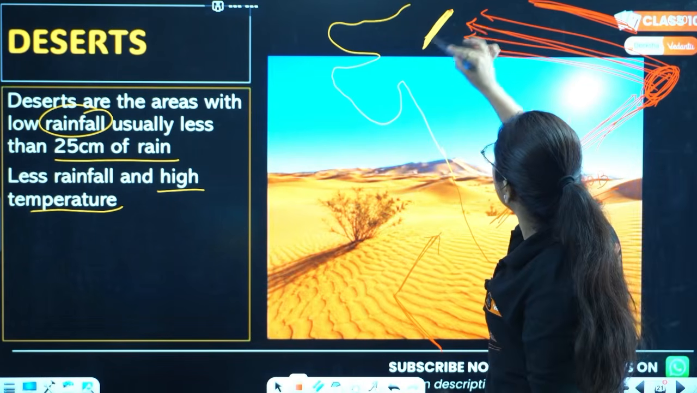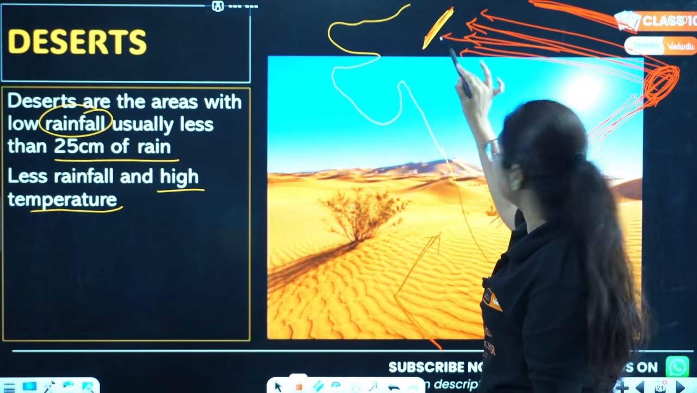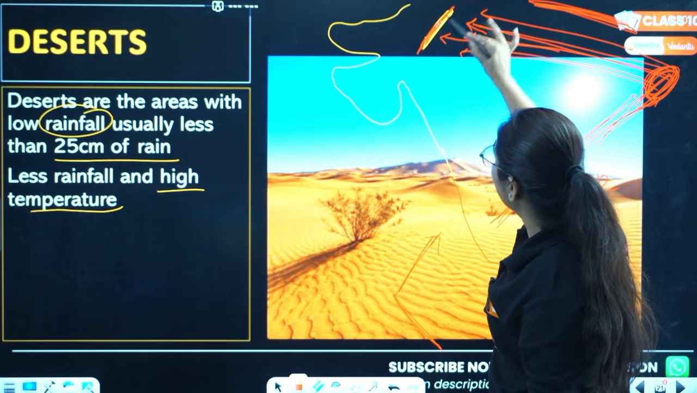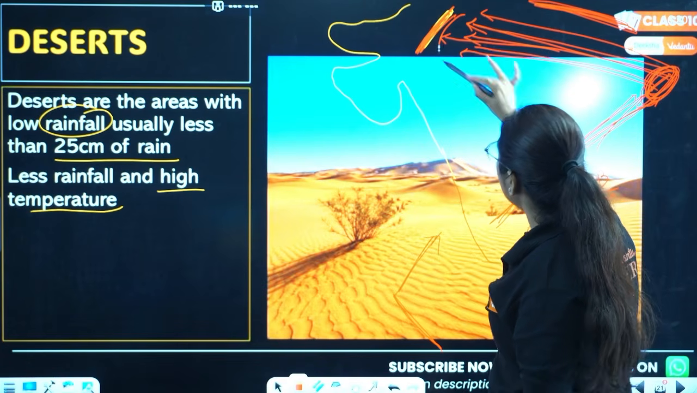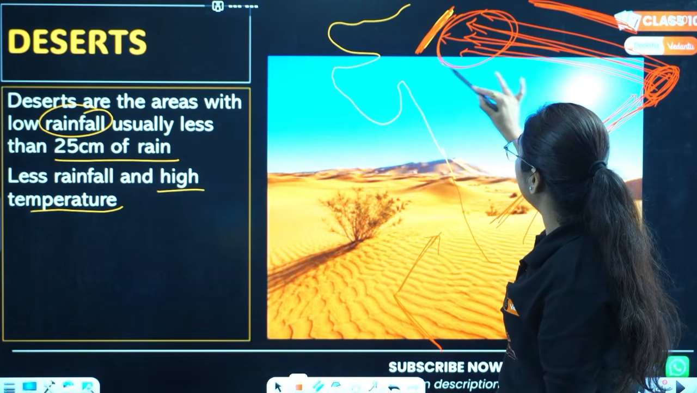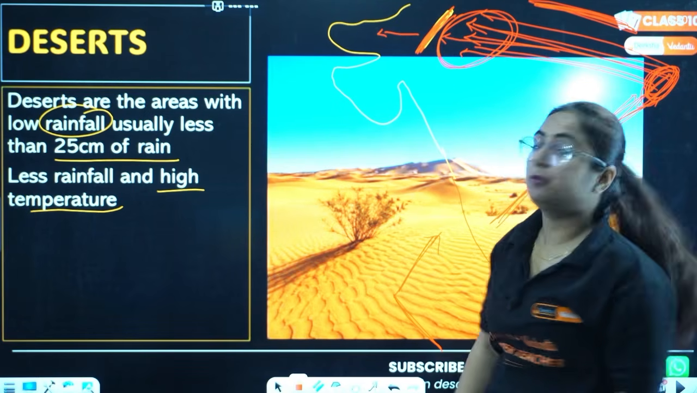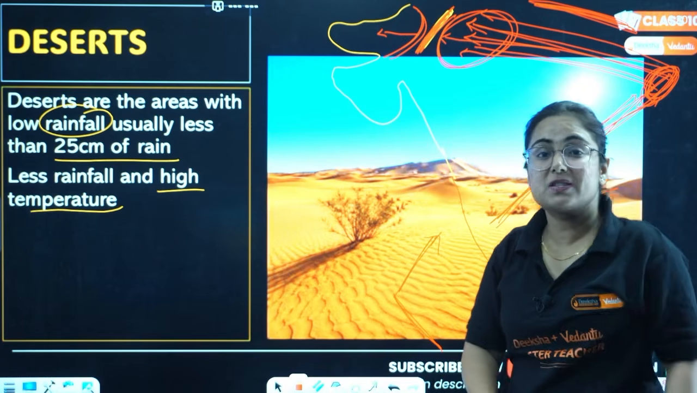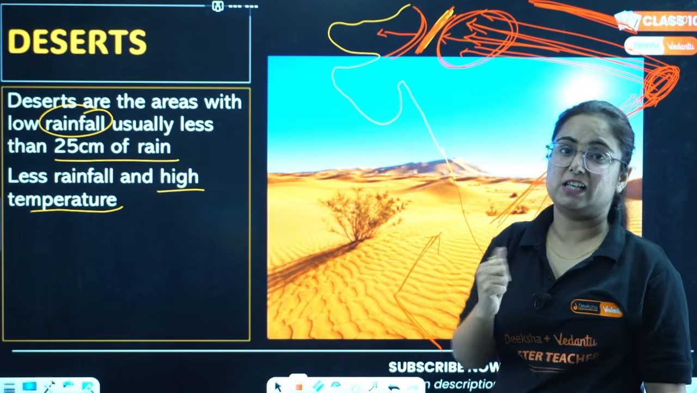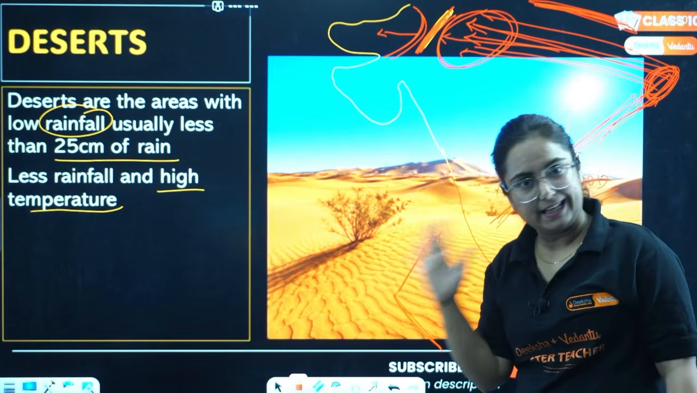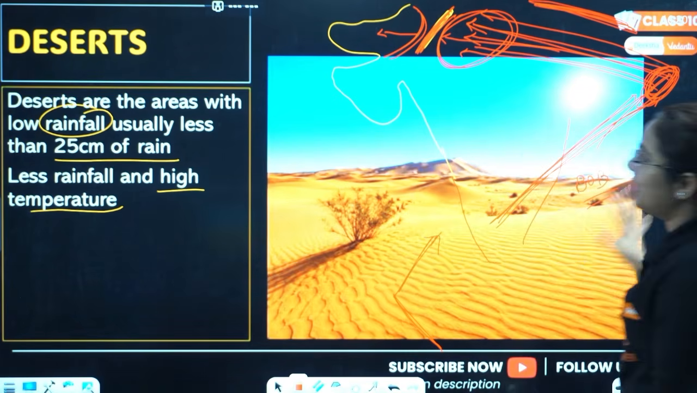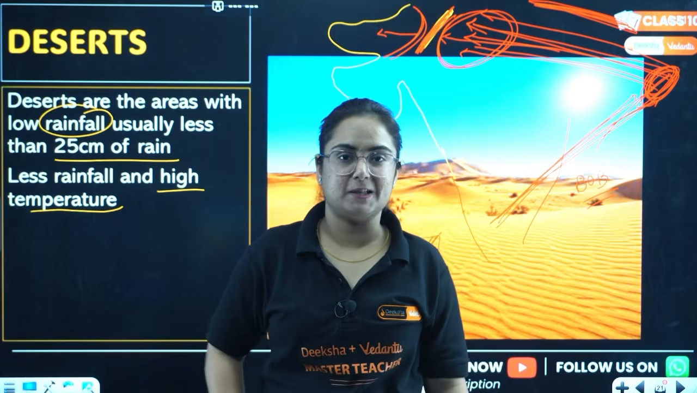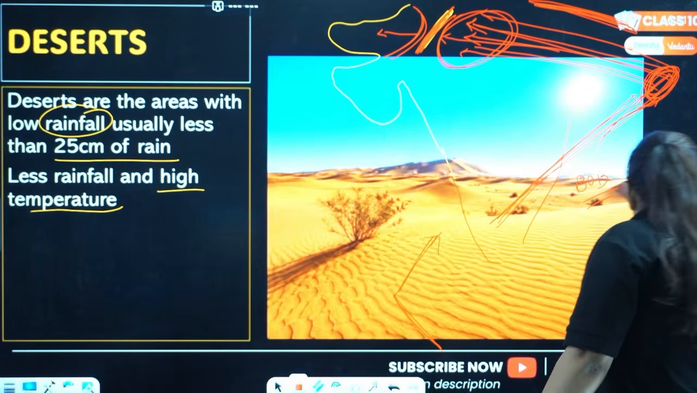But here comes the Aravalli ranges. The winds are coming with water, but because the Aravalli ranges are disrupting it, all the moisture is dropped down here. The wind flows here, but with less moisture. Because of this, the soil becomes sandy in nature, and the sand is formed. Getting my point? And this is how deserts are formed in the areas where there is rainfall less than 25 centimeter. So this is one of the landform features, desert.